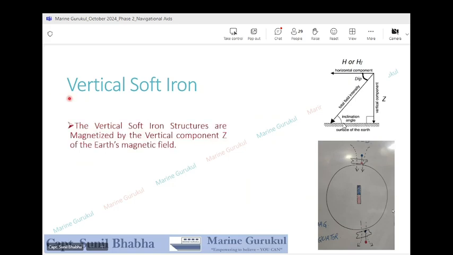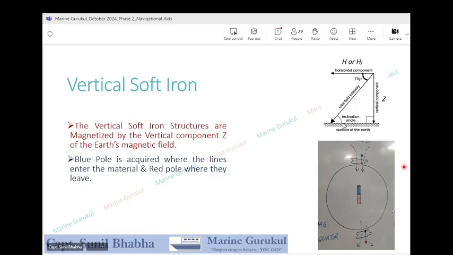Let's now move into the vertical soft iron on the ship, the VSI. Just as the HSI, horizontal soft iron on board, was induced by the H or HF component of the Earth's magnetic field, exactly in the same way, the vertical soft iron or VSI on board is magnetized by the vertical component of the Earth's magnetic field. The vertical component is represented by Z.